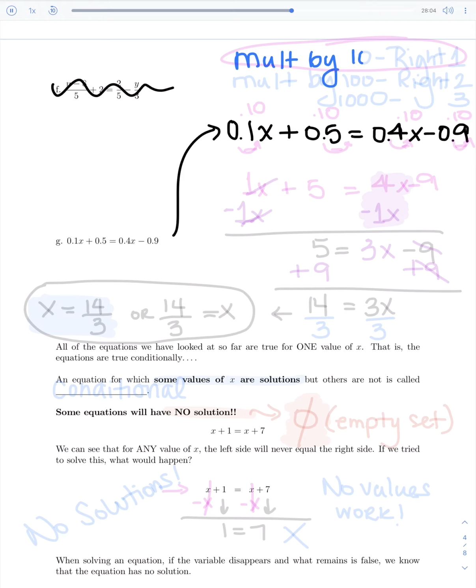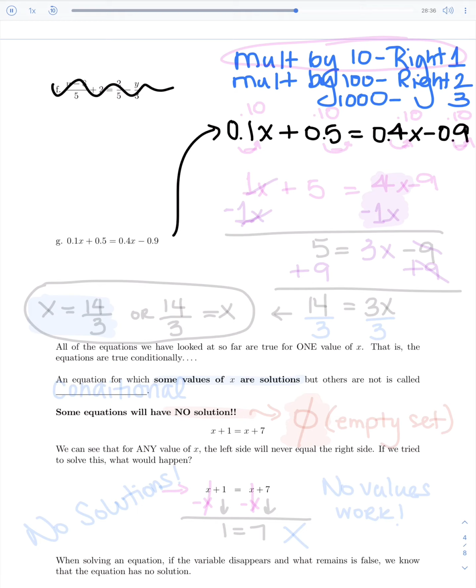Well, multiplying by just 10 moves everything one decimal place to the right. If we multiply everything by 100, it would move everything to the right two decimal places. By 1,000 would move everything to the right three places, and so on and so forth.